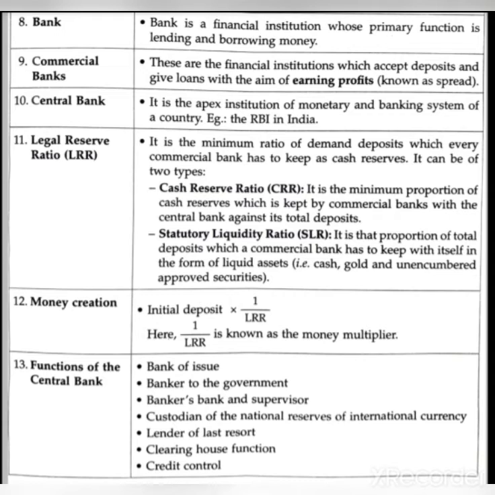Money creation. When we are going for money creation or credit creation, the formula is initial deposits into 1 upon LRR. This 1 upon LRR is also known as the money multiplier. This we will discuss in the second part of the video.